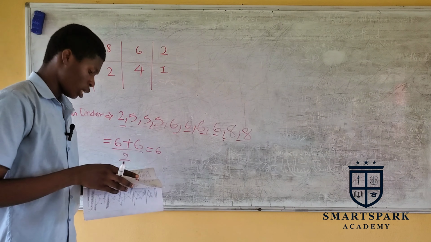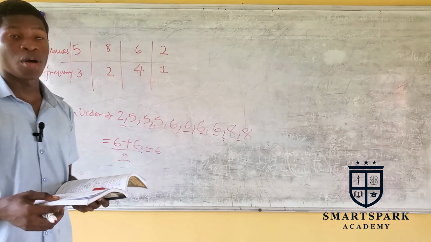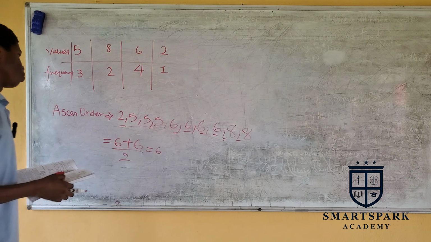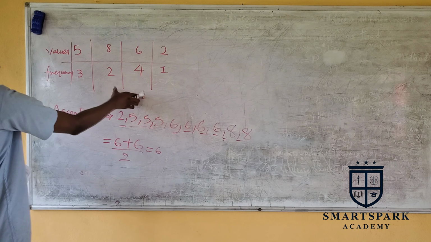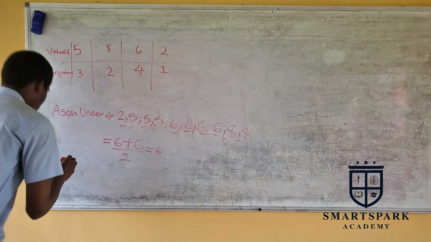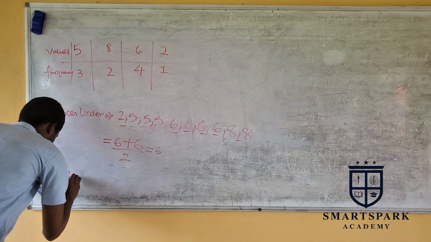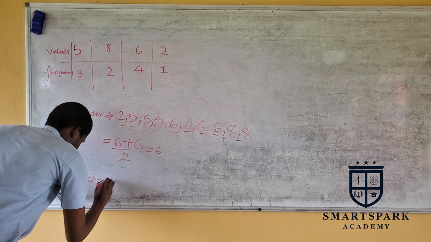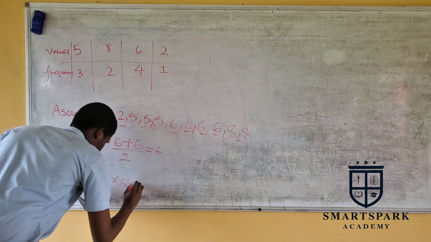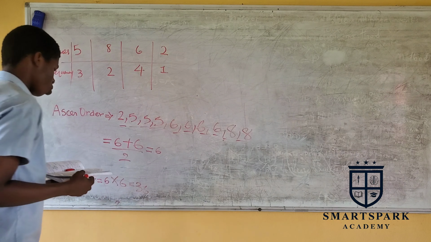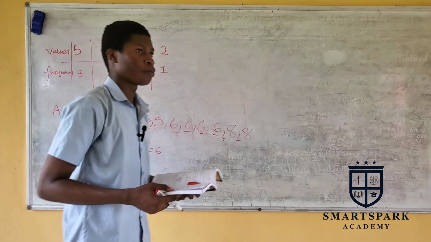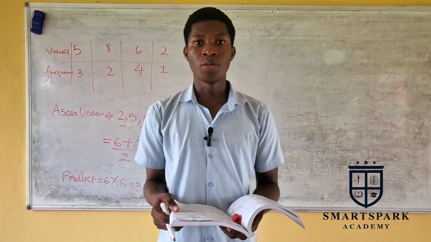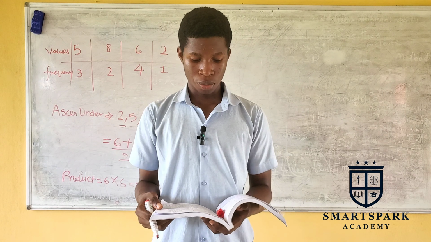The median is basically the highest occurring number. So from this table, we can look at the highest occurring number to be 6. So now we are going to say the product is equals to 6 times 6, which is equals to 36. So that is the product of question 1. Now we are going to be looking at question 2.